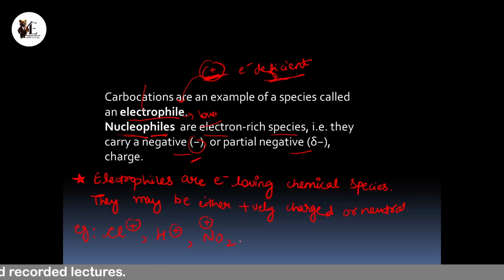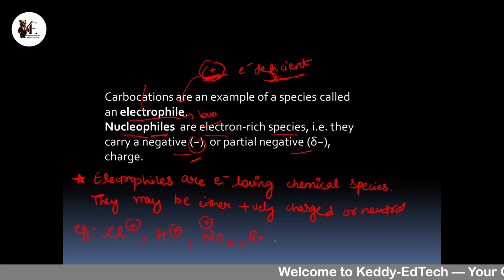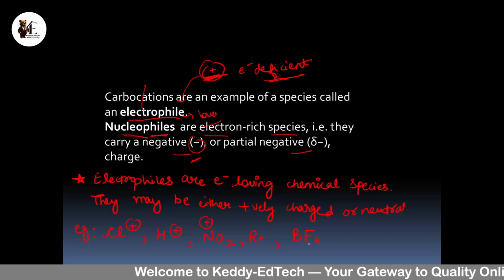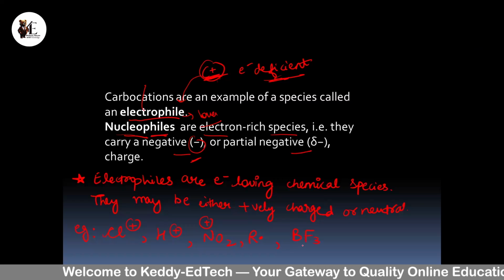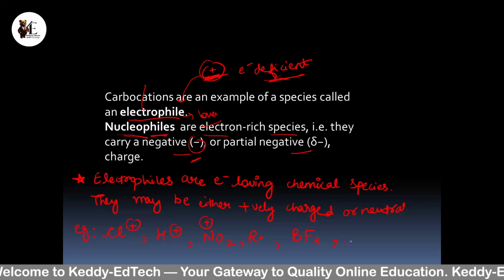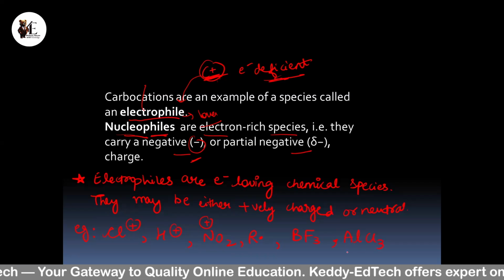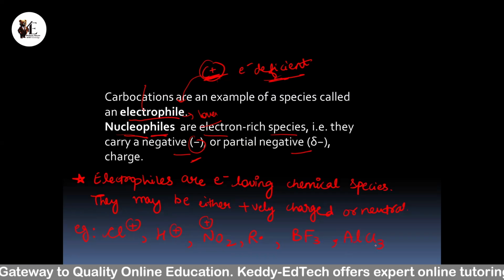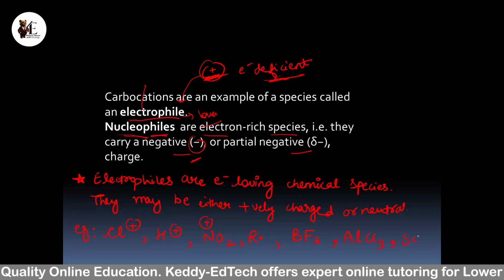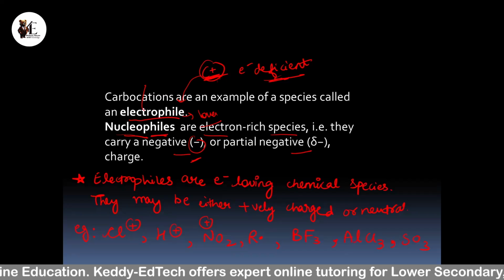But how to identify the neutral ones? So you have to just remember some electrophiles. Free radicals. This is my radical. Free radical is an electrophile. BF3. Remember, we have studied that it is an electron deficient species. AlCl3 electron deficient, that's why it's dimerized to form Al2Cl6. SO3 is also an electron deficient species.